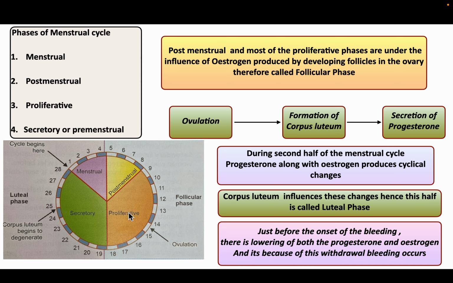Now after that, during the second half of the menstrual cycle, the progesterone along with the estrogen produce cyclical changes. Corpus luteum influences these changes, hence this half is called the luteal phase. So this is the luteal phase, this is the follicular phase. Just before the onset of the bleeding or beginning of the menstrual period, there is lowering of both progesterone and estrogen, and it is because of this withdrawal that bleeding, the menstruation, happens.